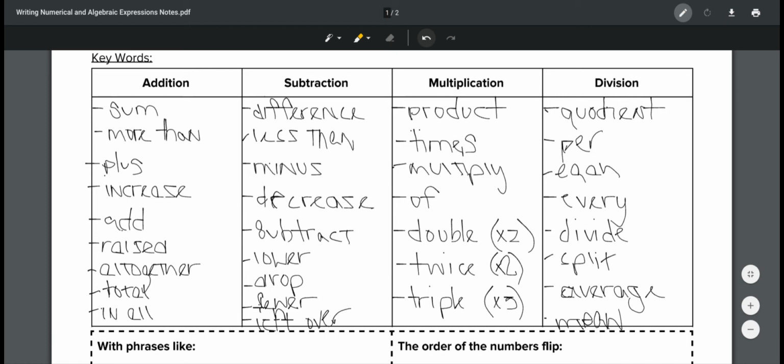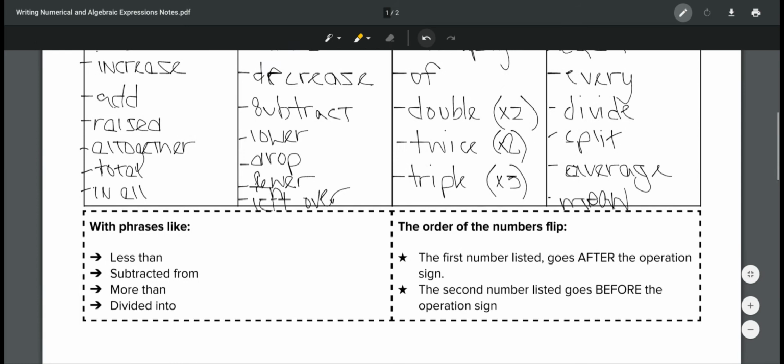All right, so a couple quick details down at the bottom that we need to talk about. With phrases like less than, subtracted from, more than, divided into, the order of your number is going to flip. That means the first number is actually going to go after your operation sign, and the second number is going to go before the operation sign. So it flips your numbers around. The important thing there is that it flips them. So if I say 6 less than 7, that means I'm really doing 7 minus 6. It flips my numbers around.